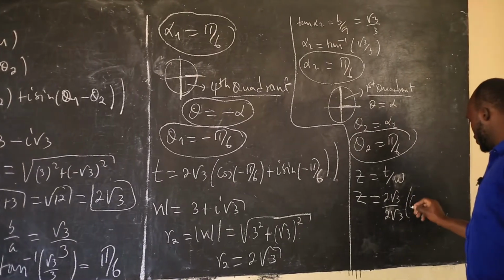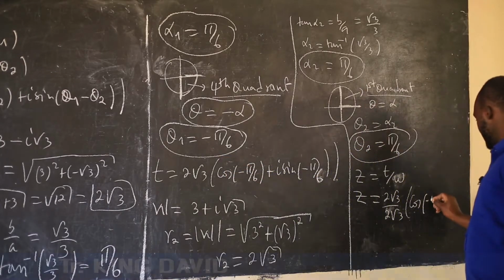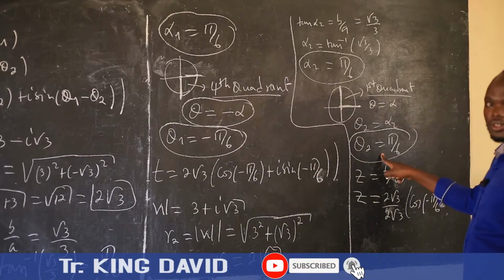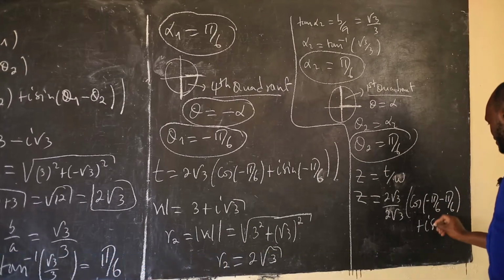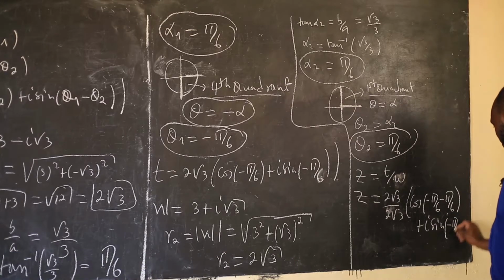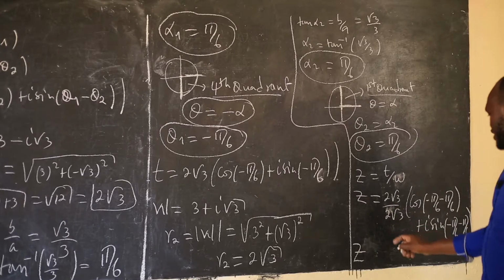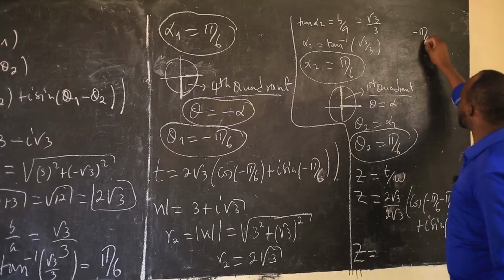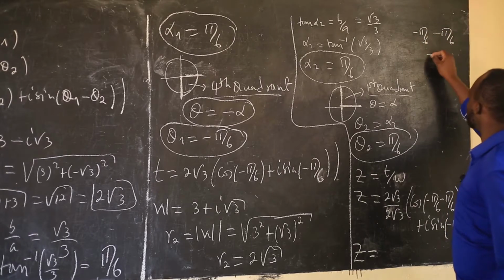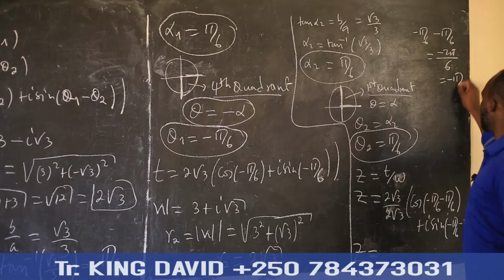Into the bracket, cos of angle 1, negative pi over 6, minus angle 2, minus pi over 6, plus i sine of negative pi over 6 minus pi over 6. So now, what is the answer for Z? 2 root 3 over 2 root 3 is 1, no need of writing 1. Then negative pi over 6 minus pi over 6, LCM is 6, that is negative 2 pi over 6, which is negative pi over 3.